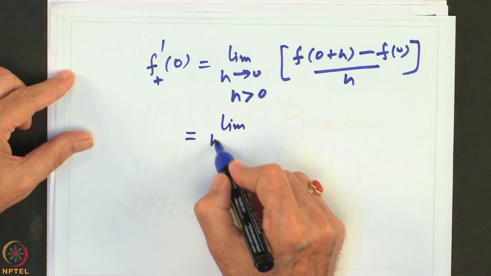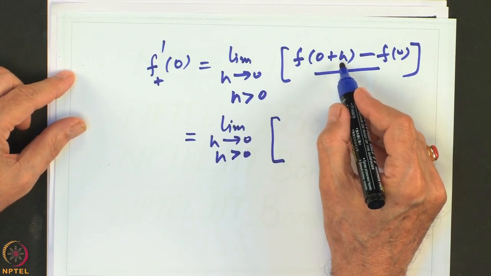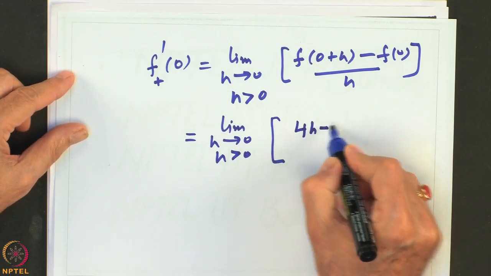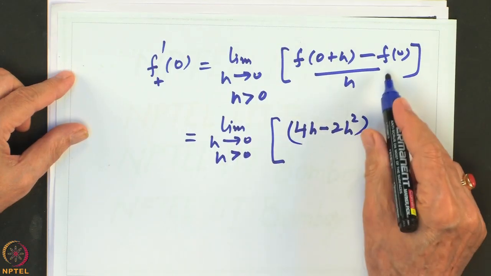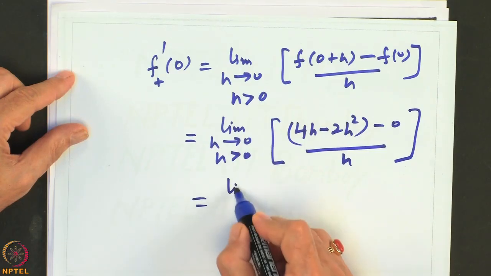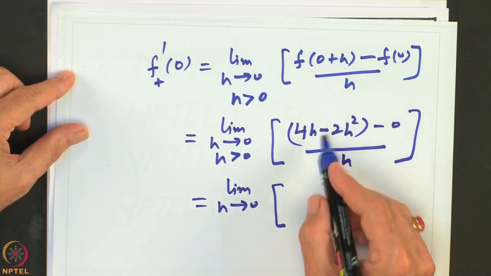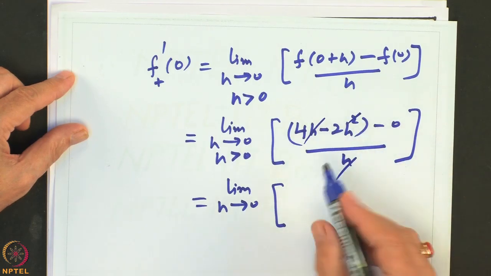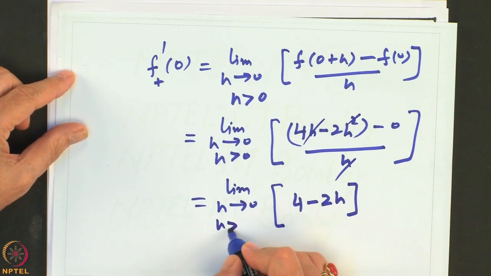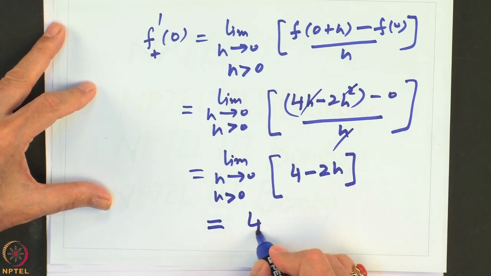That is the limit as h goes to 0, h bigger than 0. What is the value on the right hand side? The function is defined as f of x equal to 4x minus 2x square. So, this is 4h minus 2h square minus the value at 0, which is 0, divided by h. That is the limit of 4h minus 2h square over h. This h cancels with one power of h, so it is 4 minus 2h, as h goes to 0, h bigger than 0 of course, and this limit is equal to 4.